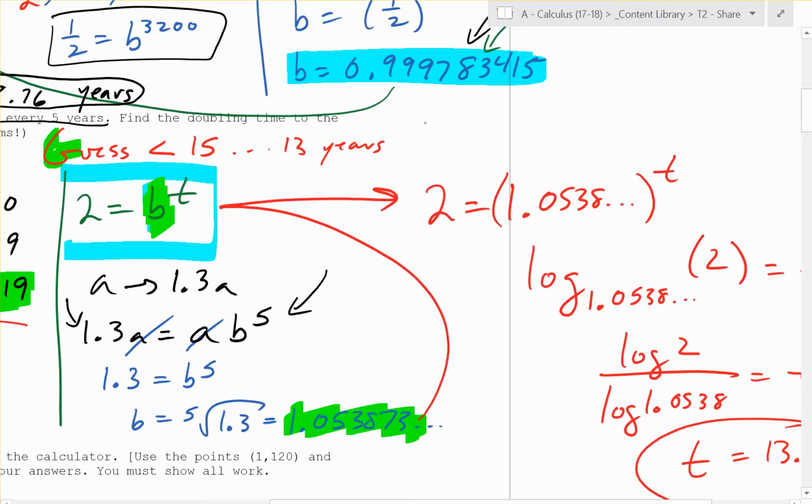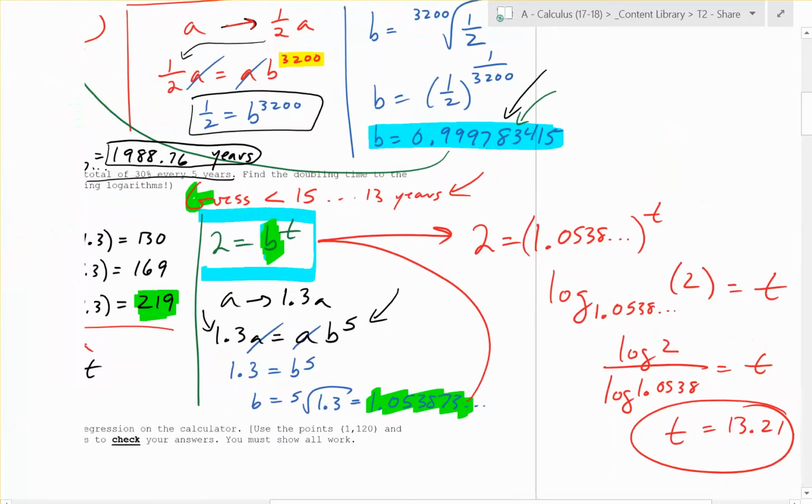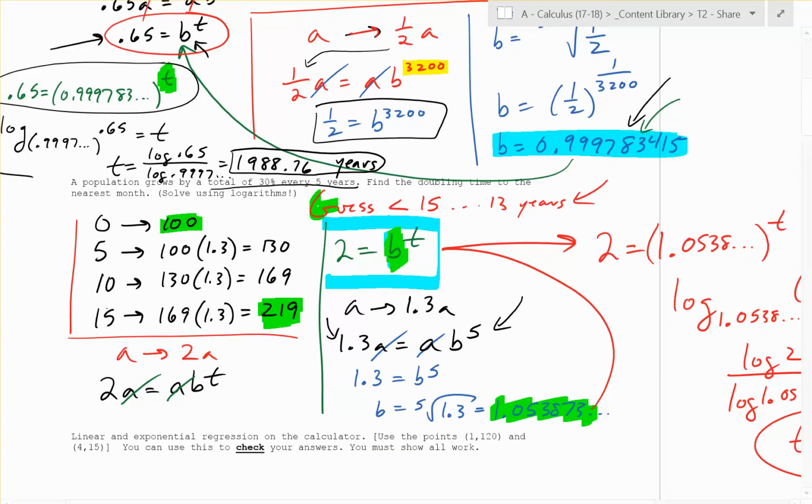Does that kind of match our guess right here? Oh, it does. So again, it's the same process. We came up with our initial equation we wanted to solve, 2 equals B to the T, so we're doubling it, but we need to find B.